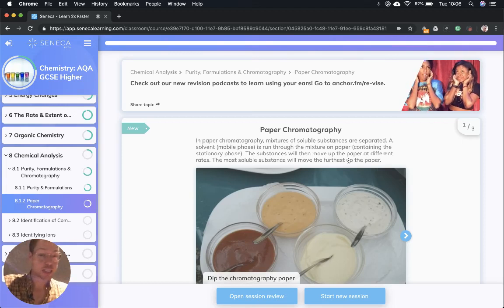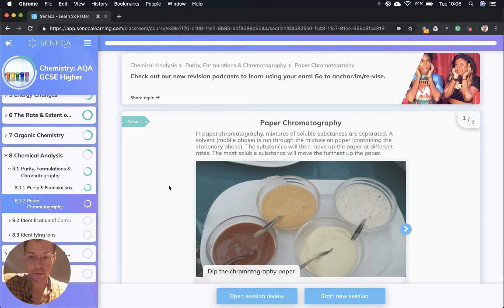So I hope you're feeling experimental today, because we're going over the process of paper chromatography, one of the key labs you need to know for GCSE Chemistry. So let's dive in. We've got a lot to get through.